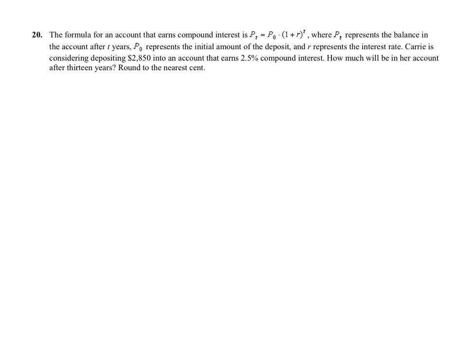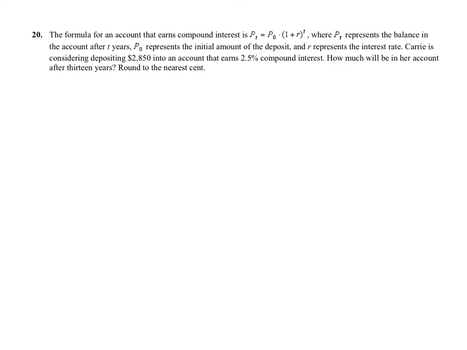The formula for an account that earns compound interest is P sub t equals P sub 0 times 1 plus r raised to the t, where P t represents the balance in the account after t years, P 0 represents the initial amount of the deposit, r represents the interest rate. So that's just telling you what this formula represents. Carrie is considering depositing $2,850 into an account that earns 2.5% compound interest. How much will be in her account after 13 years?